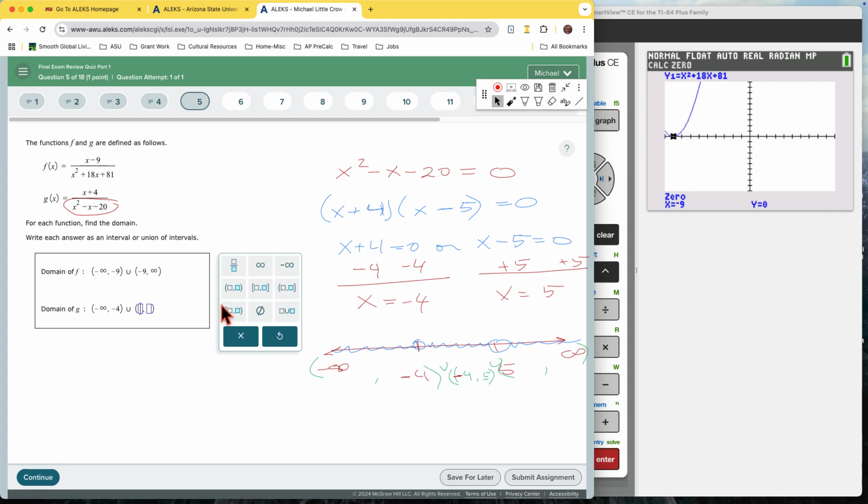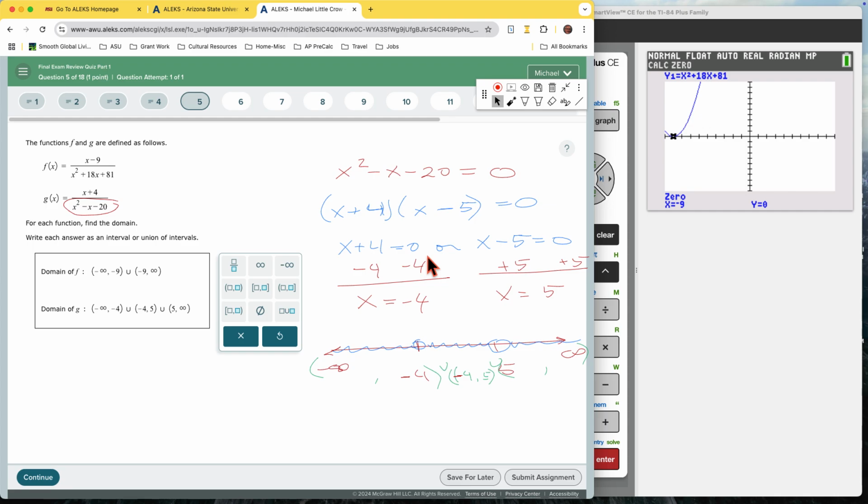Union negative 4 to positive 5, union positive 5 to positive infinity. Okay, so get that all right. Formatting should be good. And that's our domain question.